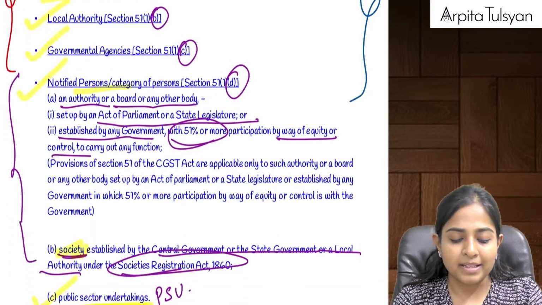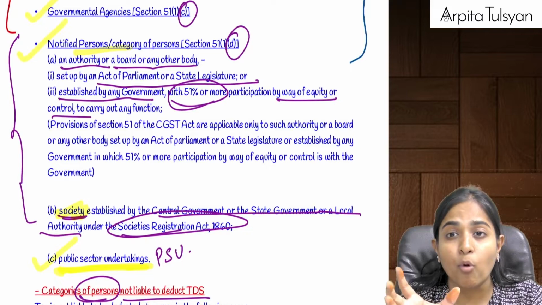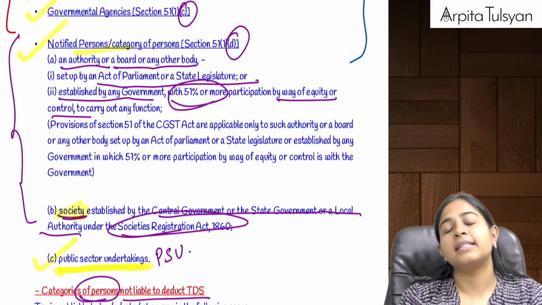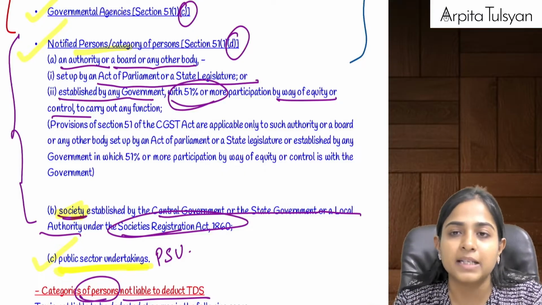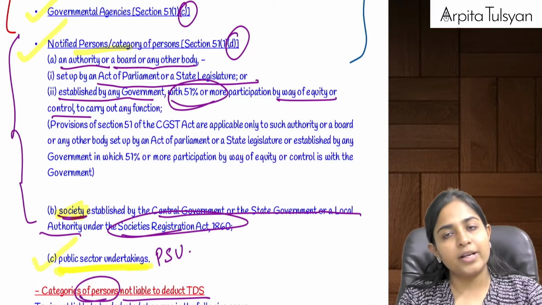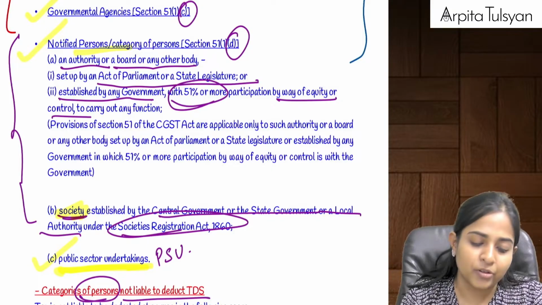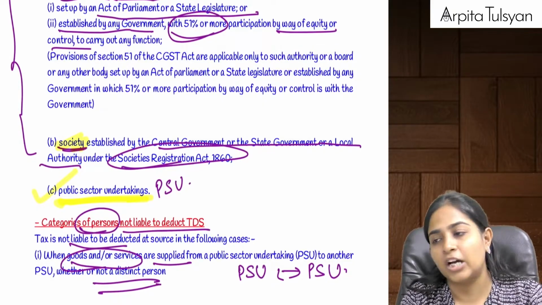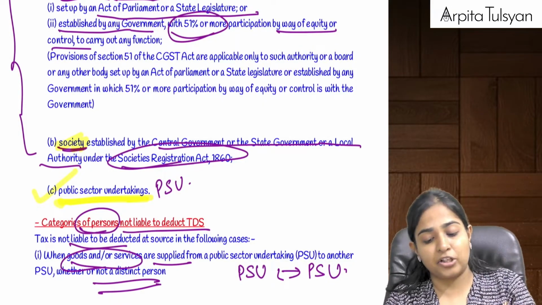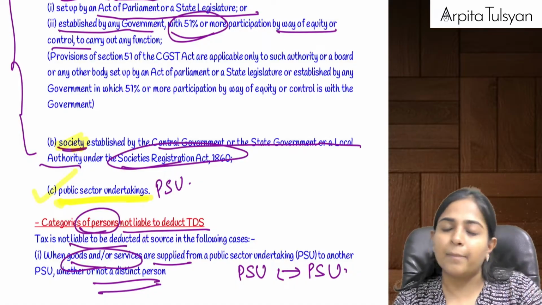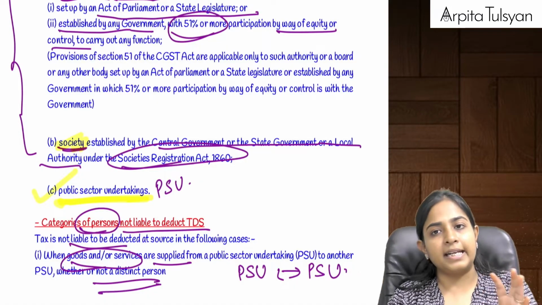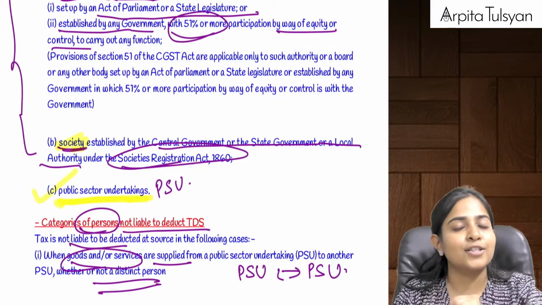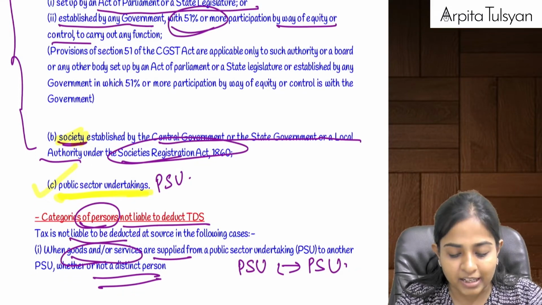Ma'am, what do you mean by these notified persons? Any authority, any board or any body which is either set up under an act of parliament or state legislature, or which is having at least 51% control or participation by the government. Such authority, board, body will also be liable to deduct the TDS. Similarly, any society which is established by central government, state government, local authority under Society Registration Act 1860, or any other public sector undertakings. Public sector undertakings also come under notified persons, and therefore, if all the other conditions also get fulfilled, even they will be liable to deduct the TDS.